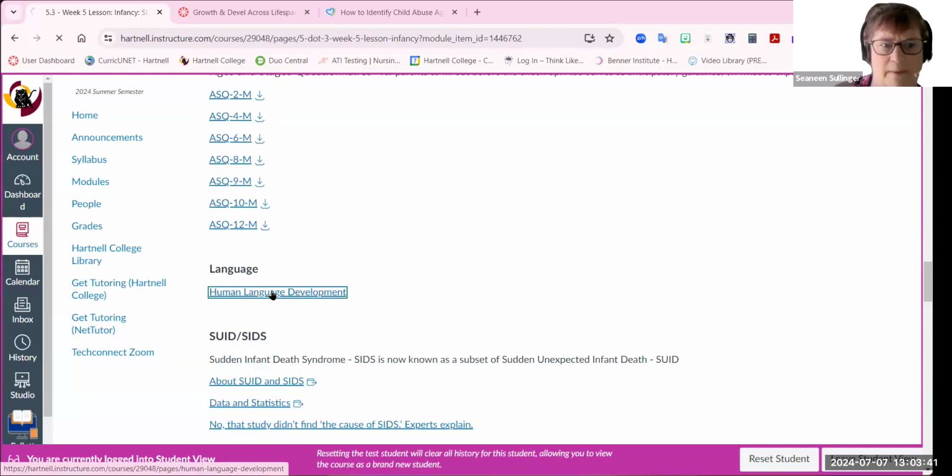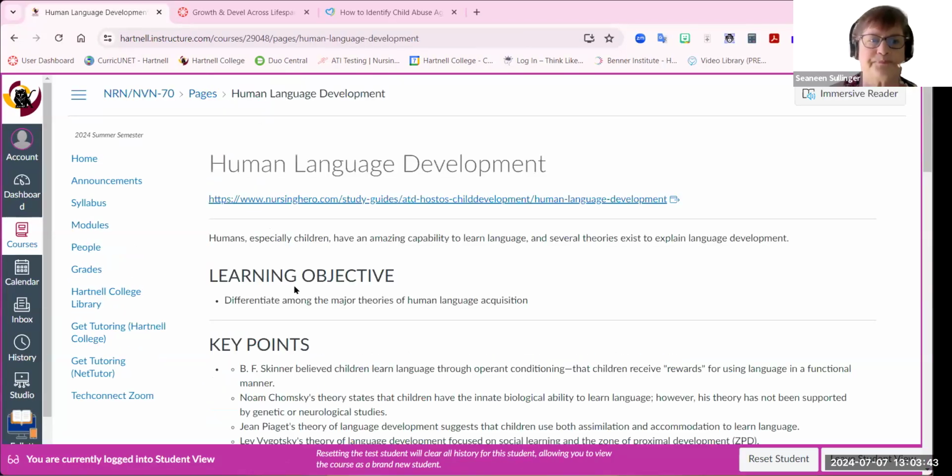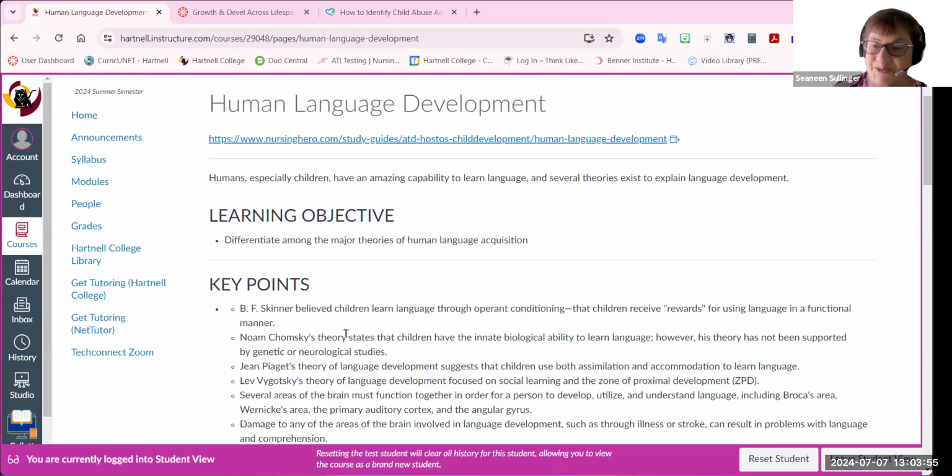This talks about language development, which actually ties a little bit in with different theories, like Skinner, we talked about operant and classical conditioning, and Vygotsky is in there, talks about that a little. So we're bringing those theories back into play.